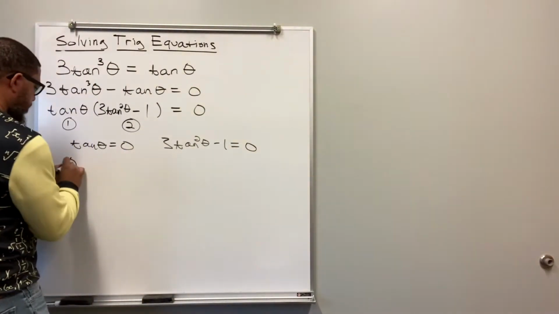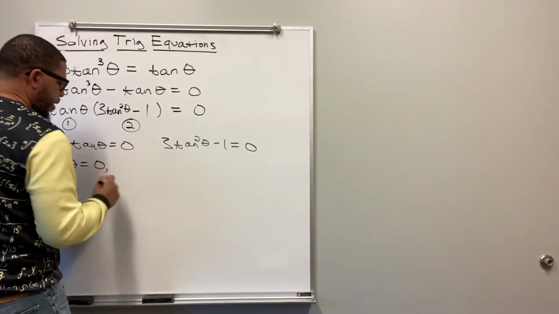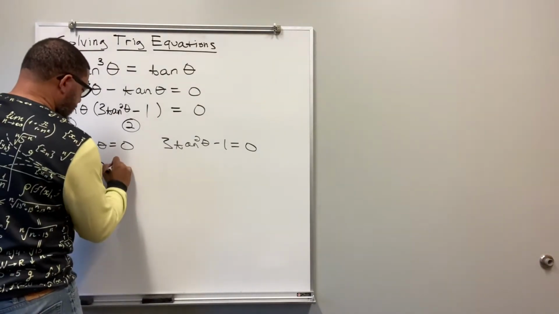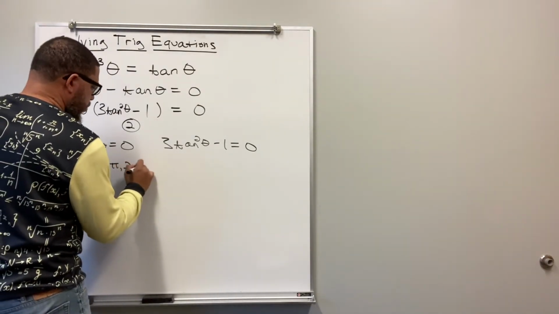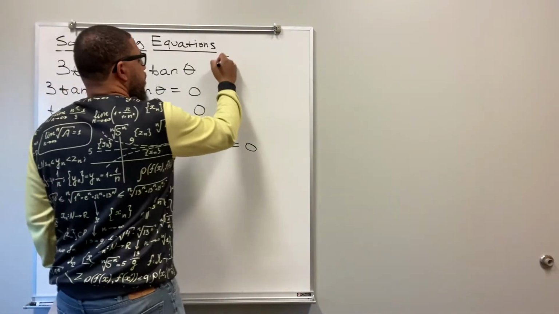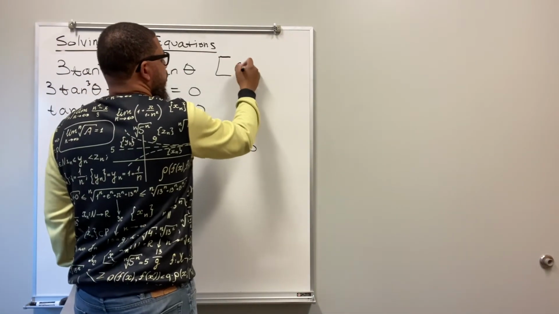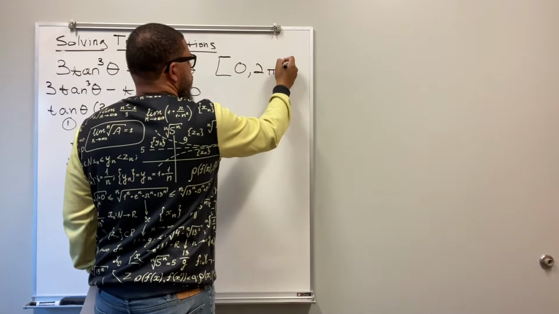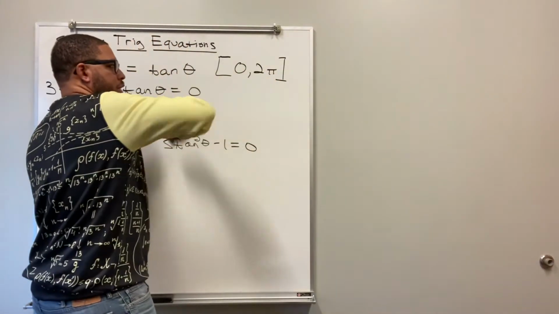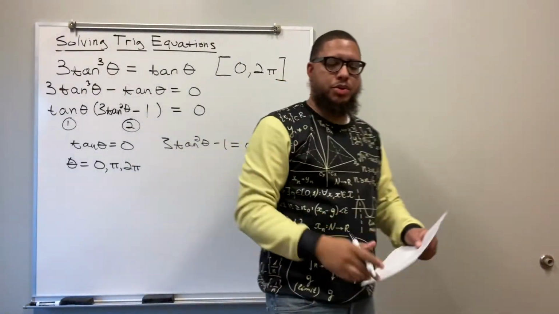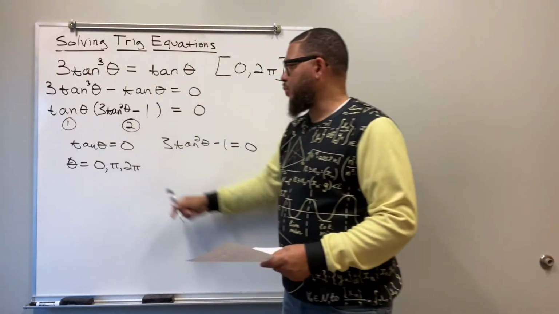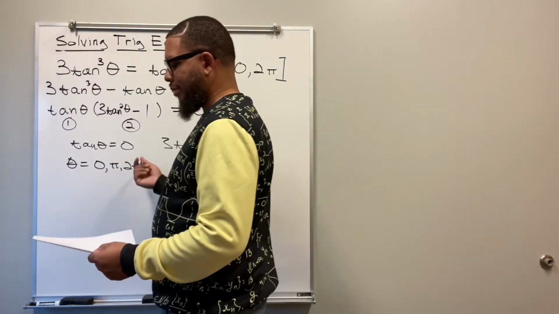So theta is equal to 0, and we're dealing with radians. Pi and 2 pi. And you know what? I forgot something. I keep forgetting this. This is the interval from 0 to 2 pi. So all the way around the unit circle. All right? And I guess we could say that 0 and 2 pi are really the same thing.